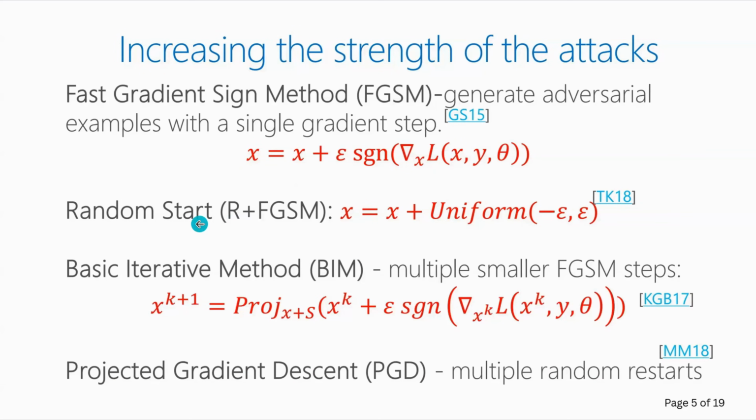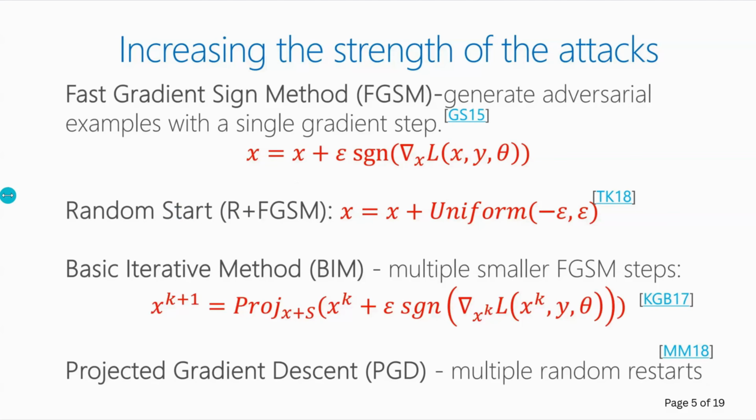So it is improved by a random start, R plus FGSM. This improves it by adding a small random perturbation before the FGSM step. This avoids starting from the same point every time and helps find more effective adversarial examples.